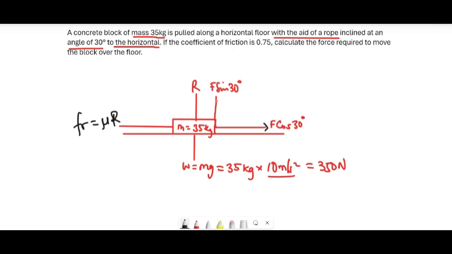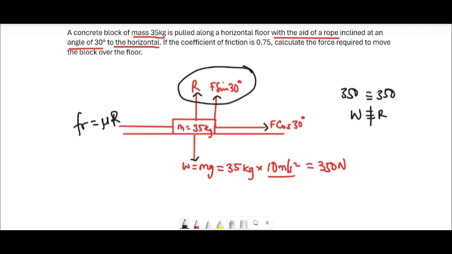Instead, it's acting on these two areas. This is acting like this, this is acting this way, the normal reaction is acting this way, the weight is acting this way. At this point, weight is not equivalent to R. Why? Because the weight is going upwards and it must be equal to everything here together. So if weight is going to be 350 newtons, R must not be equal to 350 newtons, right? Must not be equal to 350 newtons.